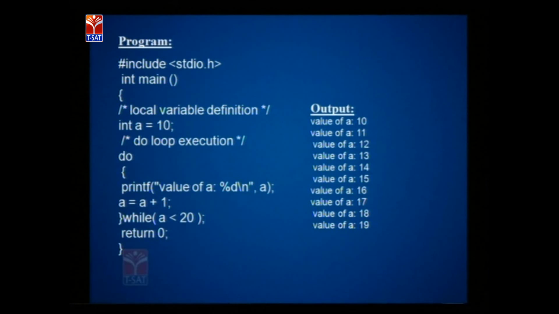We have seen before that in the while loop, the incrementation process will be at the end and the condition will be in the middle. But here, the incrementation process will be in the middle and the condition will be at the end of the program. And here, as we have given the value 10 to a, if it is incremented by 1, 10 plus 1 becomes 11.